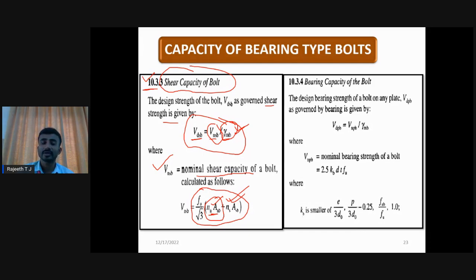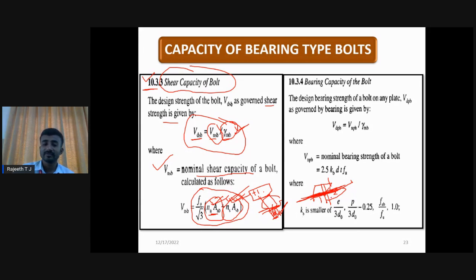Net area means, assume that if you take an ordinary bolt, this is the head portion. Here we have the shank portion and also the thread portion. Whenever you use these bolts to connect two plates, if the thread portion falls in the shear plane, this is the plane where the bolt will fail. If the thread portion falls in the shear plane, then we should consider the nn value. The ns becomes 0. If the shank portion falls in the failure plane, then we should take ns into Asp.